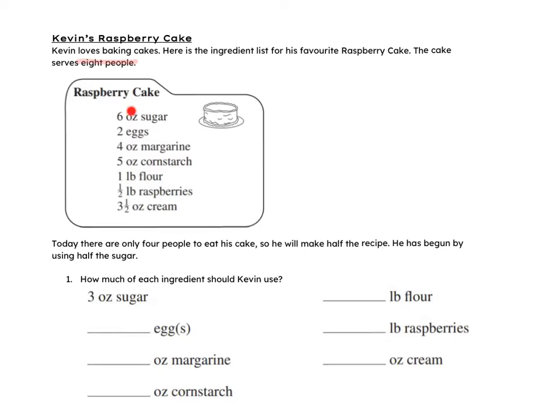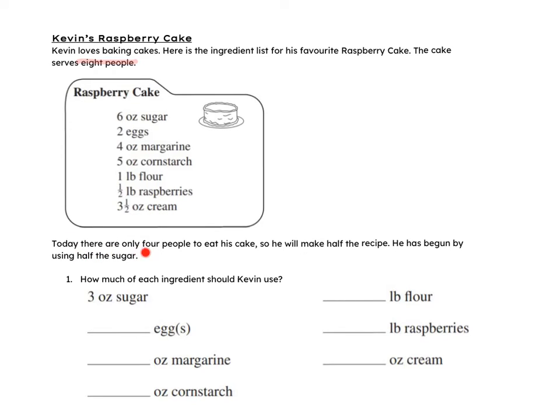For one raspberry cake, you need 6 ounces of sugar, 2 eggs, 4 ounces of margarine, 5 ounces of cornstarch, 1 pound of flour, half pound raspberries, and 3.5 ounces cream.